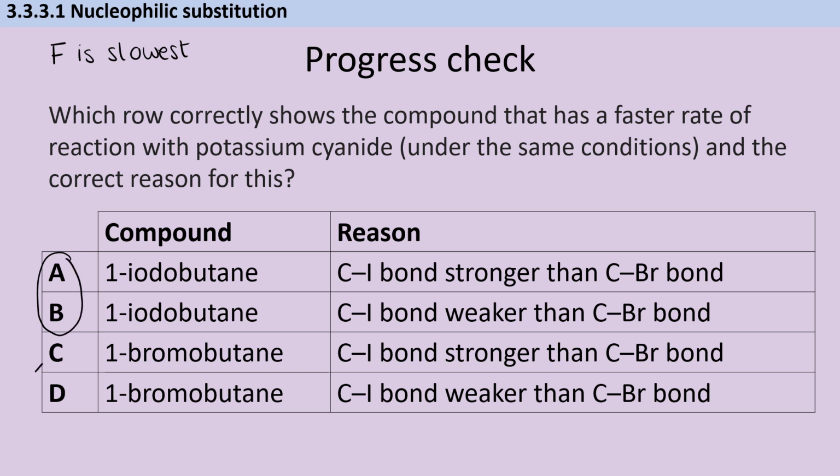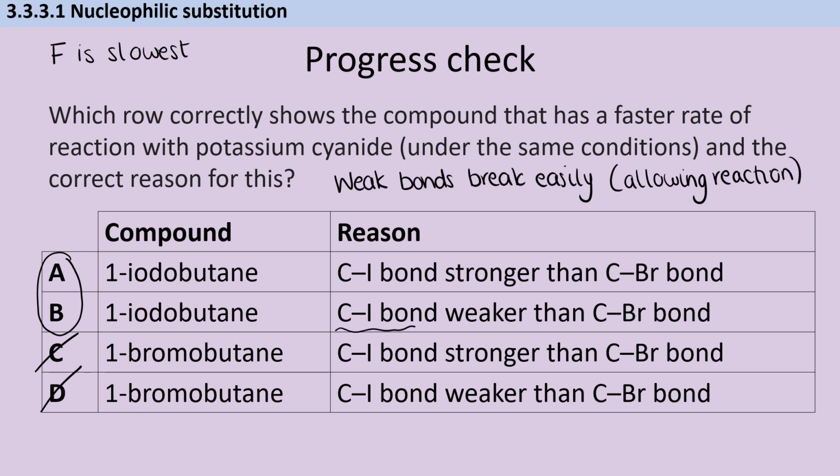So straight away we can say that our answer is going to have to be either A or B, because iodoalkanes are going to react faster than bromoalkanes. So then we need to look at our reason. If it's reacting fastest, it's going to be because the bond is weakest. So therefore our correct answer is going to be B.